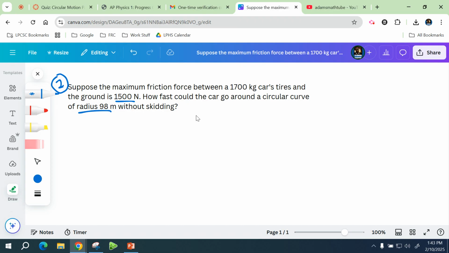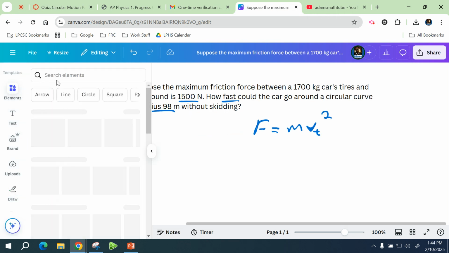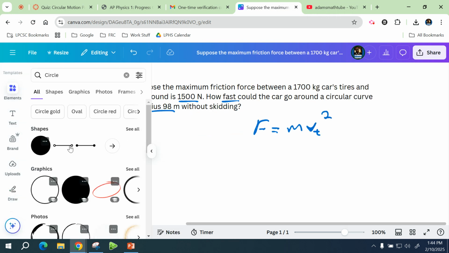We can find the tangential velocity. It's saying how fast. So the first thing we need to do is find the tangential velocity. So remember that the centripetal force is the mass of the object times the velocity of the object squared, over r. This is tangential velocity. And so let me just kind of review, just in case you guys don't remember.